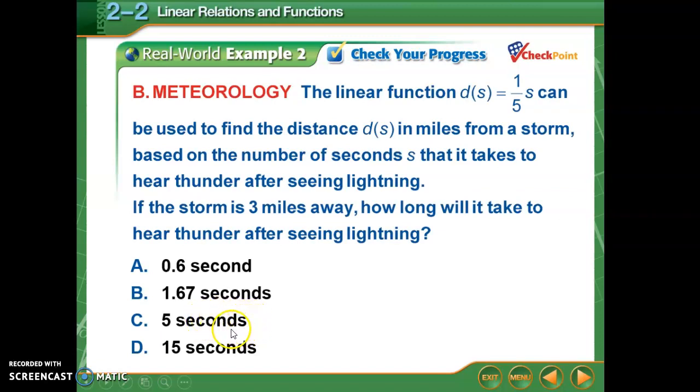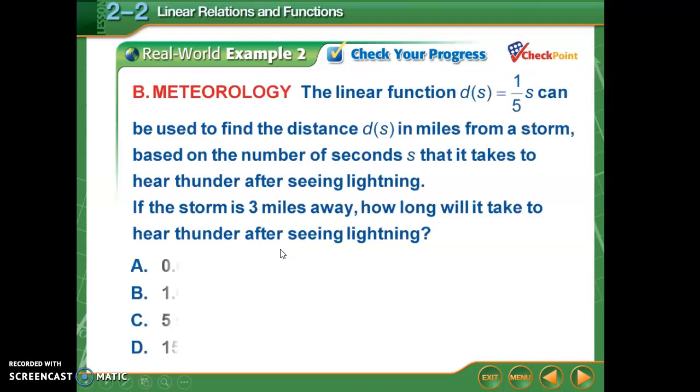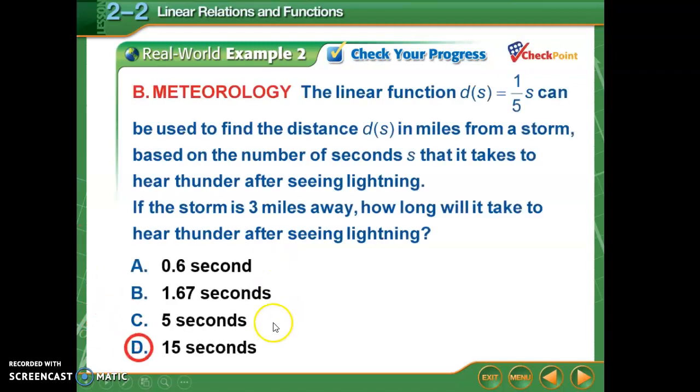Alright, how about this one? If the storm is 3 miles away, how long will it take to hear thunder after seeing the lightning? So you're going to plug in 3 miles away. Alright, so S is 3. So 3 over 5, or equivalent in decimals. So what will you do there?